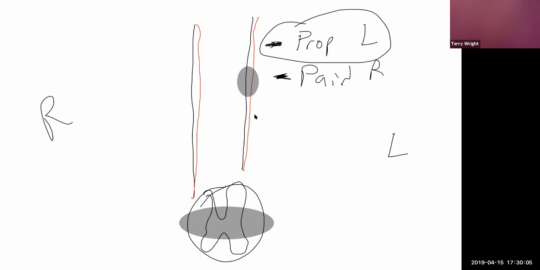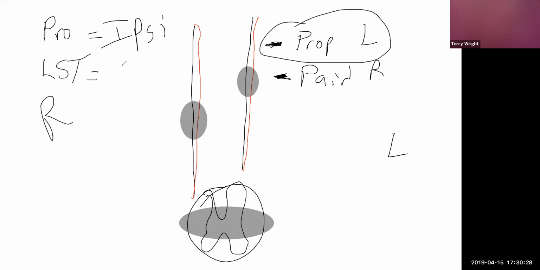So if I do the exact same thing and give myself another lesion on the other side, what just happened? What did I lose? Same thing. Without even knowing, I know that I lost proprioception, ipsi, and I lost the lateral spinothalamic. I lost pain and temperature, contra.